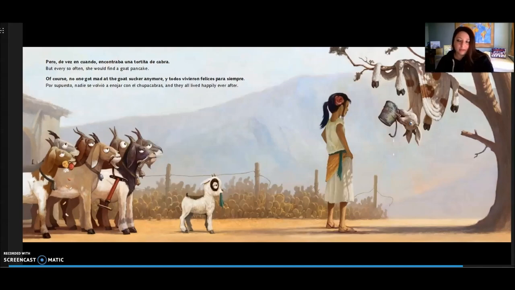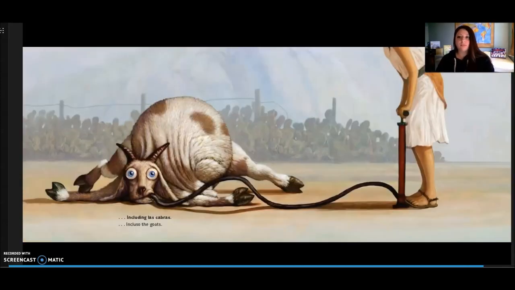Of course, no one got mad at the goat sucker anymore, and they all lived happily ever after. Including the goats.